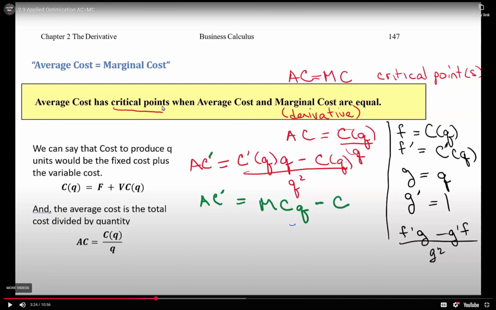No, I'm not saying that right. Critical points are where the derivative equals zero. Zero. Oh, okay, yes. And that's where your maximum and minimums are. Yeah, and that's what I'm saying when it changes. Okay. So average cost has critical points. I have to take the derivative and set it equal to zero.